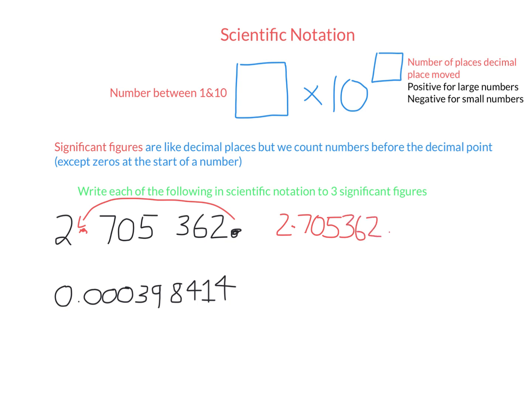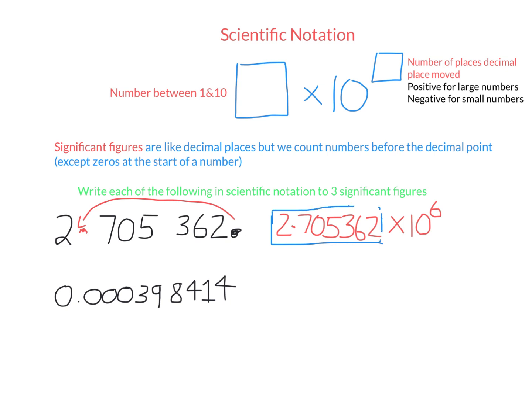Now, scientific notation is always times 10 to the power of something. The number that goes up here as the power is the number of places we've moved the decimal point. So I moved it 6 spaces, so I put a 6 here. So this is correct scientific notation, but I haven't yet rounded to 3 significant figures. So what I need to do is round this part of the number to 3 significant figures.